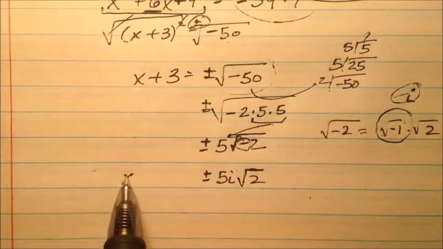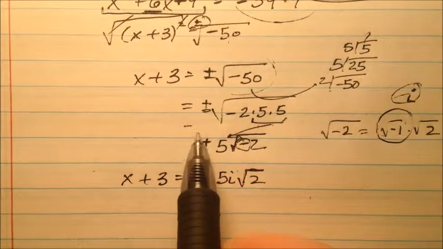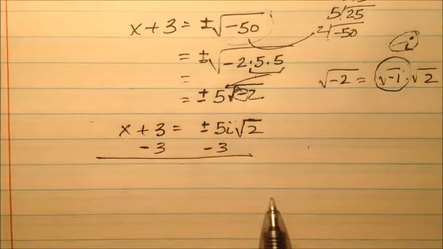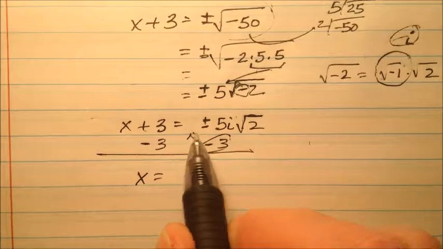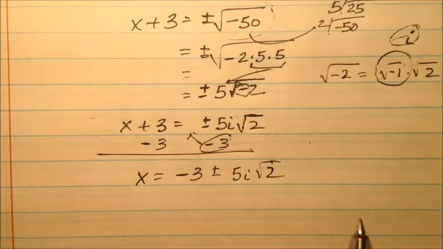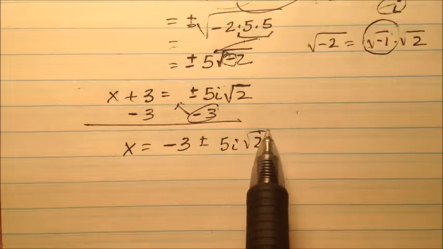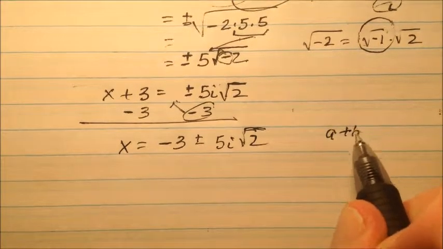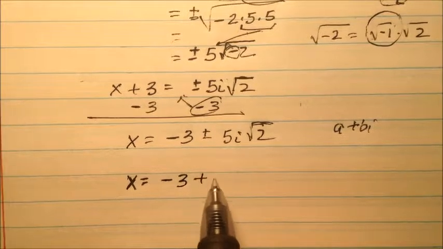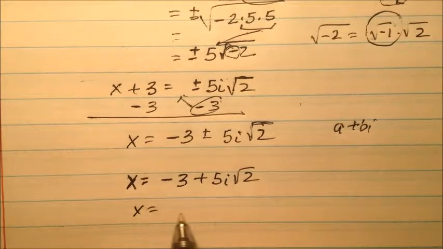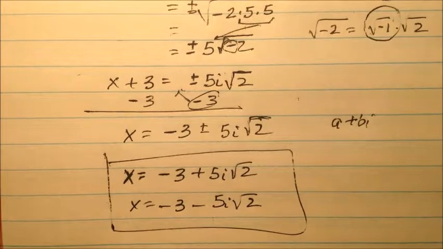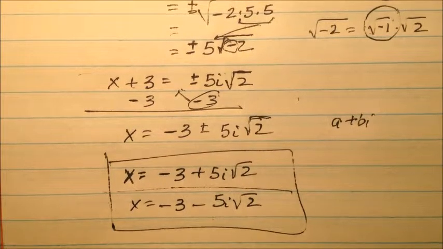Okay, so I still have my x plus 3 over here that has just been coming down. So we're still going to subtract 3 from both sides. And remember kind of what's happened in all these, the negative 3 kind of jumps out front. So negative 3 plus or minus 5i radical 2. So at this point, we like for our complex numbers to be in the form a plus bi. So I'm going to go ahead and split this up. So x equals negative 3 plus 5i radical 2, and x equals negative 3 minus 5i radical 2. So there will be the solution for our third example of completing the square.